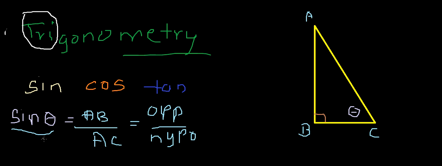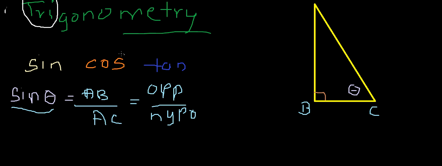If we are talking about this other angle, if this was my x angle, then you can guess what sin x will be. Yes, BC upon AC, because it has the opposite side as length BC. But we are talking only about theta, so no need to take x.